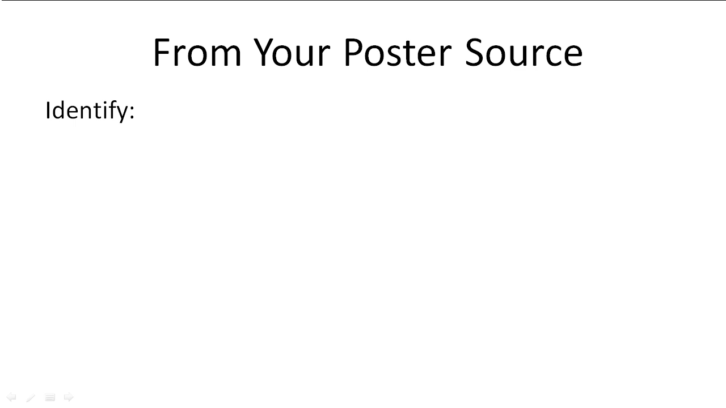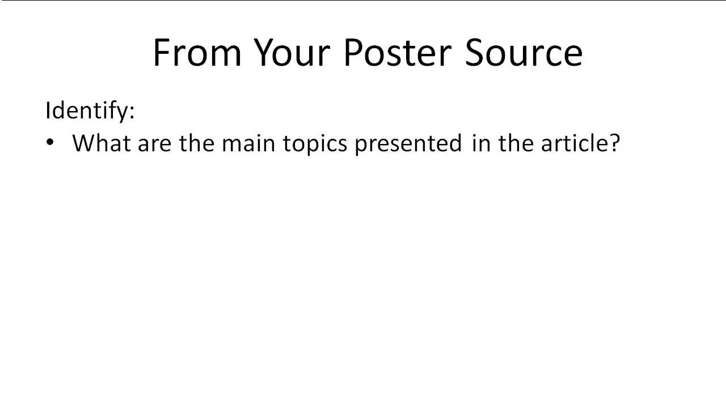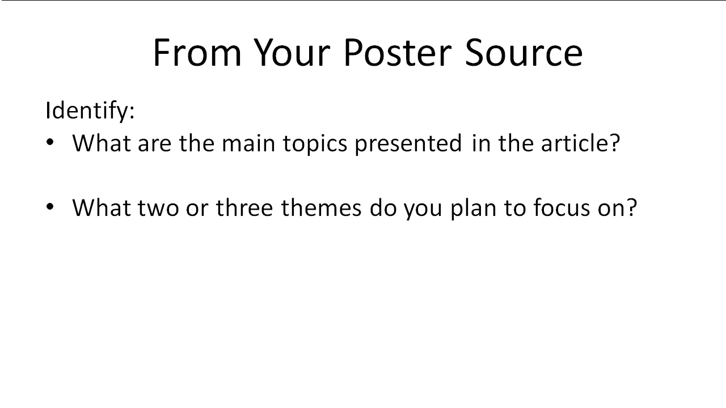A worksheet to assist you preparing the content is available in the attached guide. When reading background material to prepare your poster, you should identify the following. What are the main topics presented in the article? This is going to be the basis of the general background or introduction to the poster. What 2 or 3 themes within the article do you plan to focus on? These will be the main content of your poster.